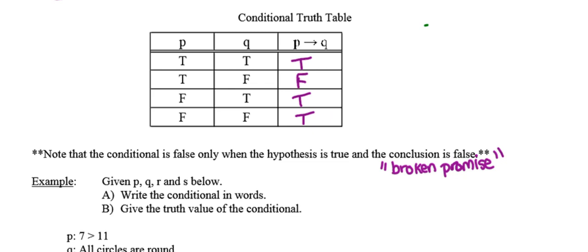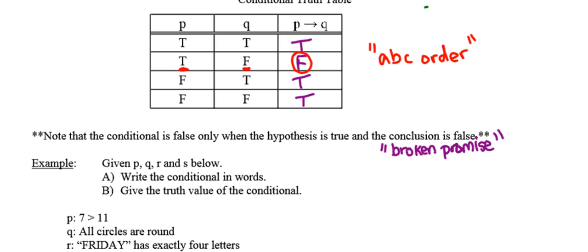I think about this in alphabetical order. The only time the conditional is false is when the truth values are out of alphabetical order. In other words, T does not come before F in the alphabet, and that's why that one is false.